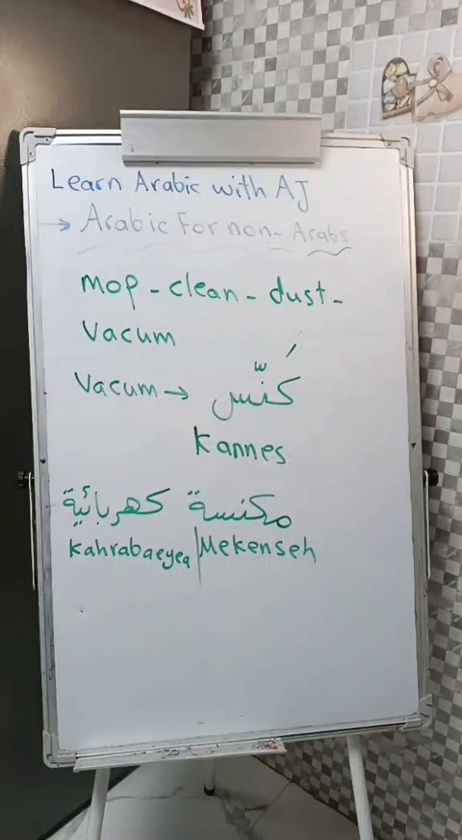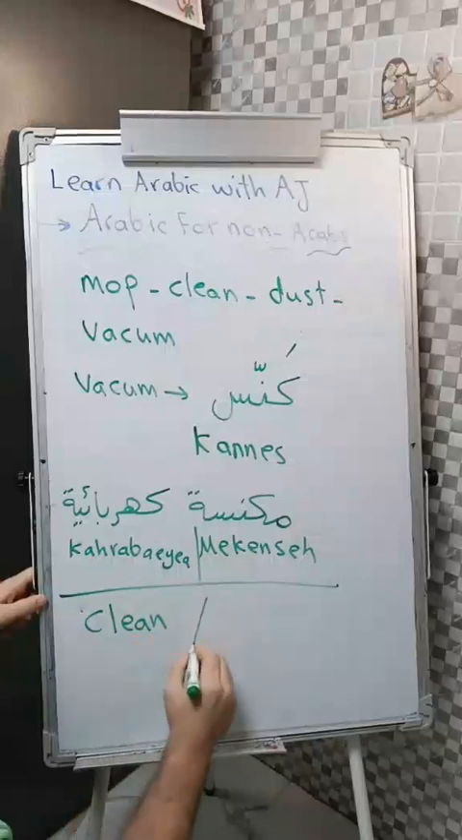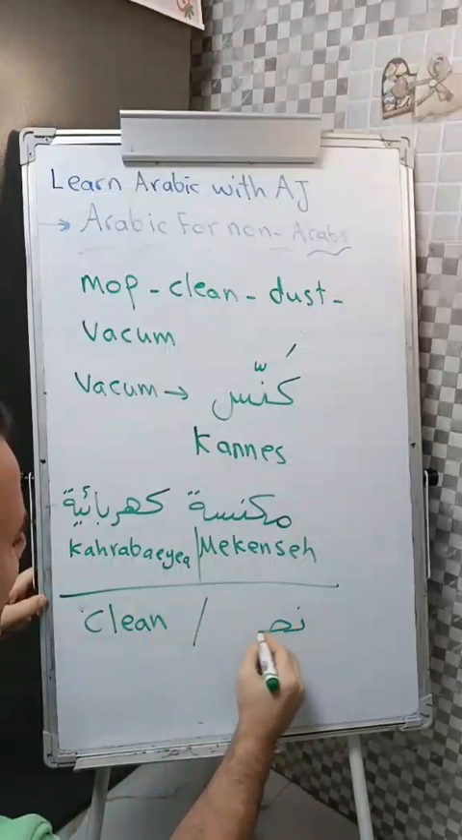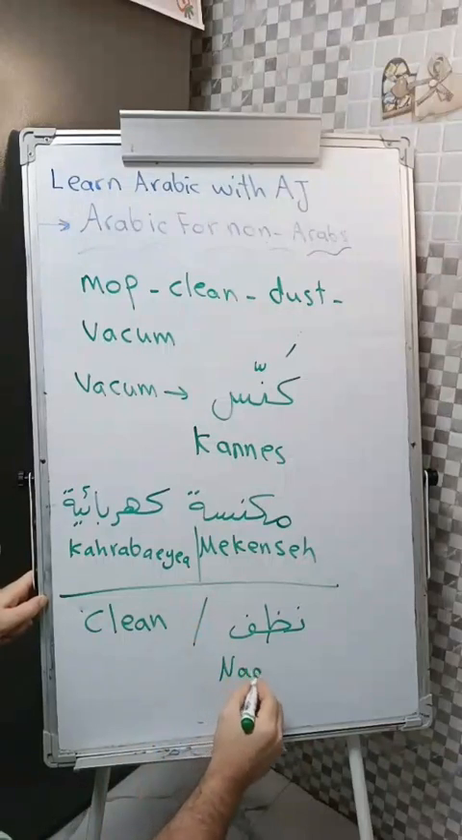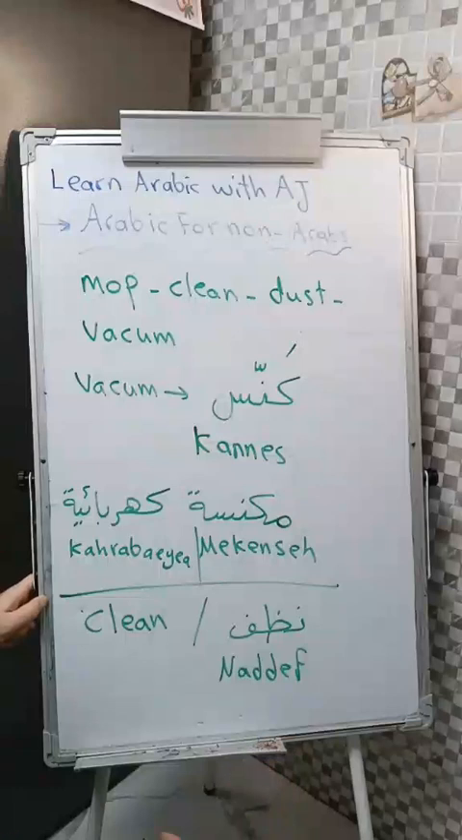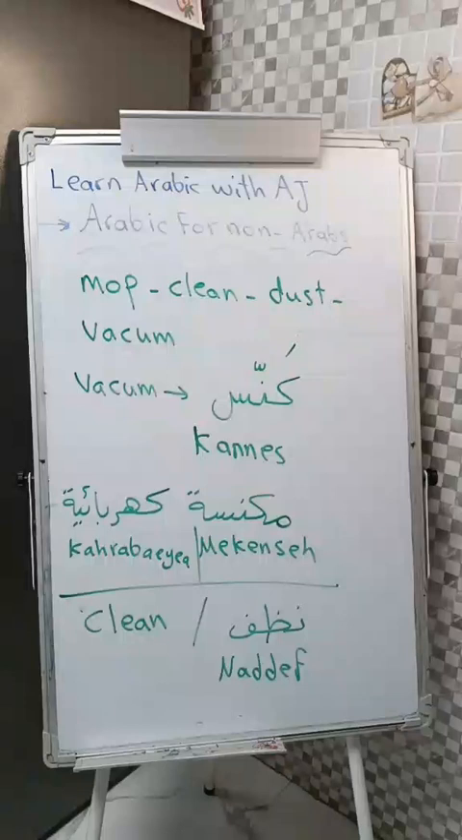If you're going to vacuum the house, you're going to sweep the dust, so on, you say بدي كنس البيت, I need to let's say clean the house. If you want to use the word clean, clean alone, I say بدي نظف المطبخ. I'm going to clean the kitchen. بدي نظف المطبخ. I want to clean the kitchen.